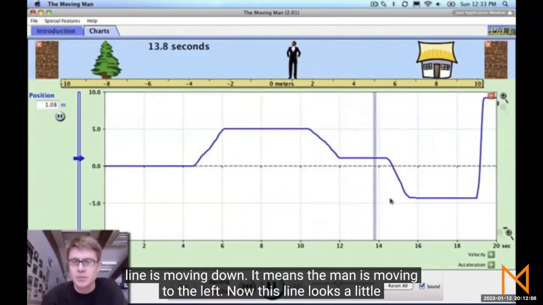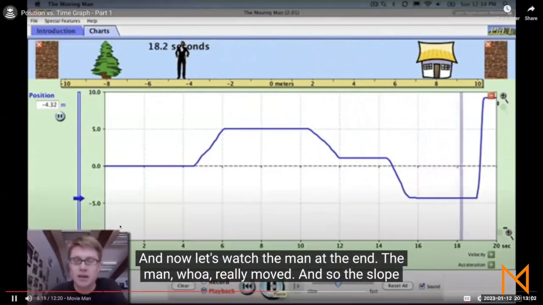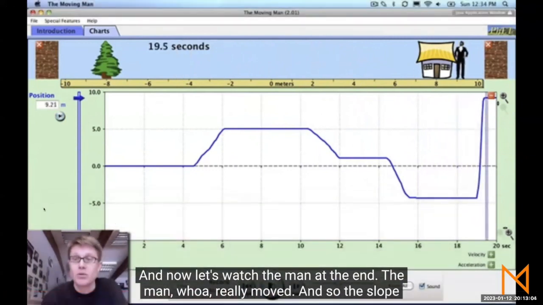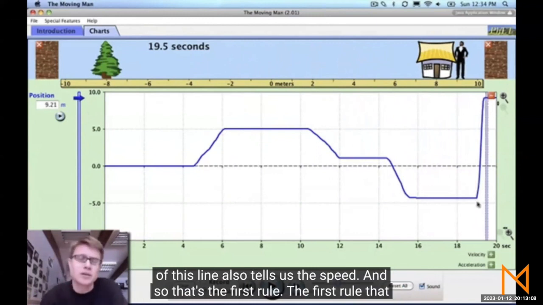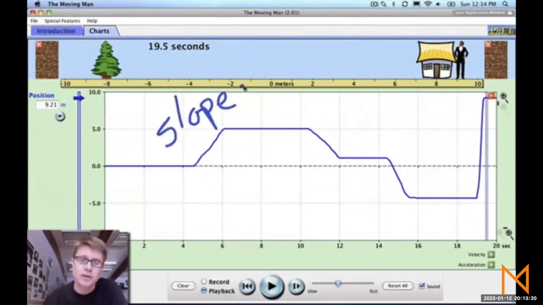Now this line looks a little bit steeper, so let's watch what happens. Can you see how the man's moving faster? And now let's watch the man at the end. The man, whoa, really moved. And so the slope of this line also tells us the speed. And so that's the first rule. First rule that you should pick up, at least that I've picked up, is that the slope equals the velocity.